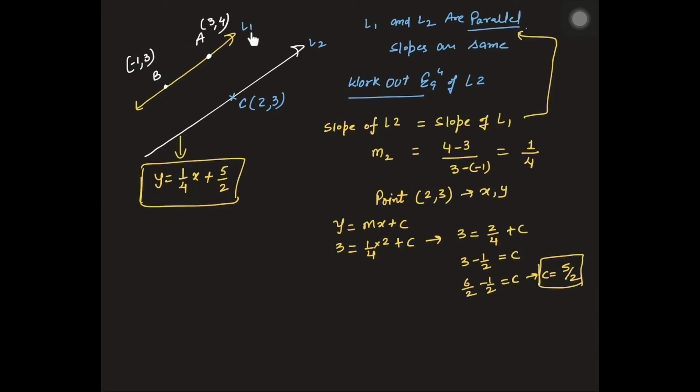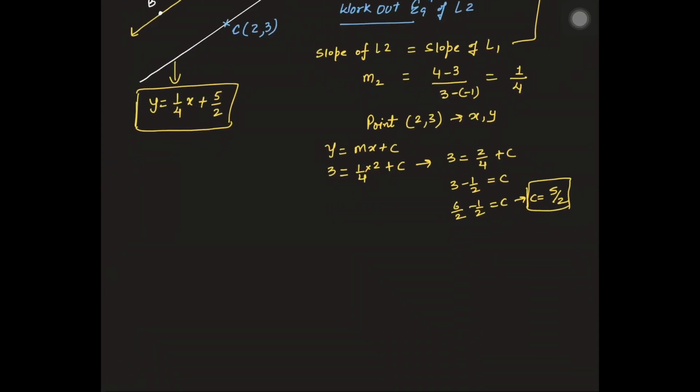So parallel, same slope, okay? L1, L2 parallel. Slopes are same. But instead of using A or B for c, we have to use point C, which is on line 2. That was something important here, okay? And just work out these constants properly, work out these fractions properly, and substitute the values.